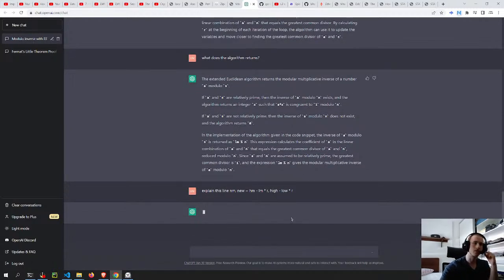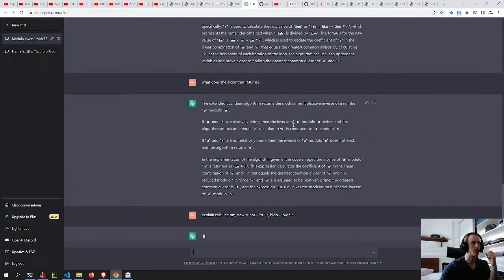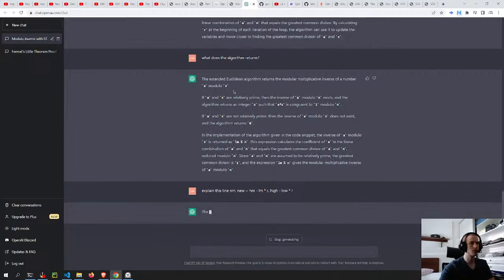The problem is that the explanation of ChatGPT is not helping me understand, because I'm having a hard time trying to understand the bigger picture of what is going on in each iteration. Angular multiplier inverse of a number.